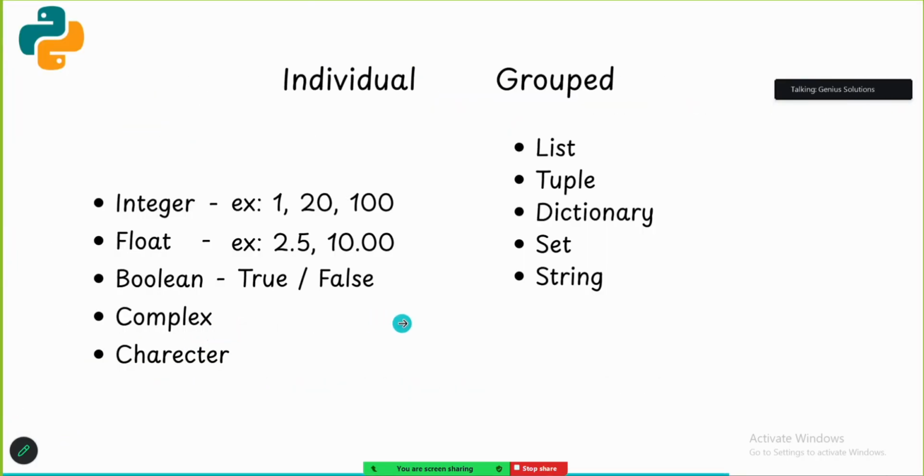Now coming to complex data. Complex data is a combination of real and imaginary parts. What are the real numbers?